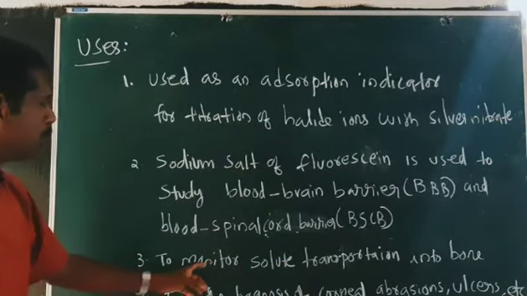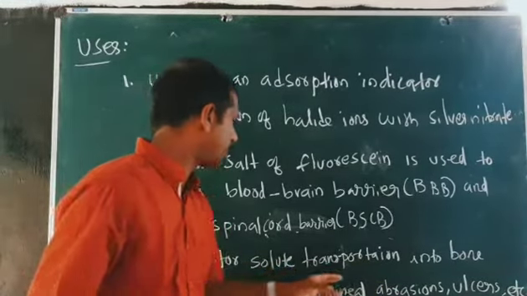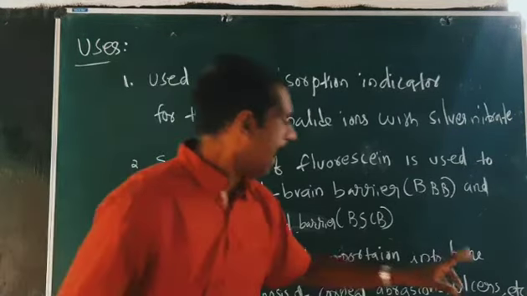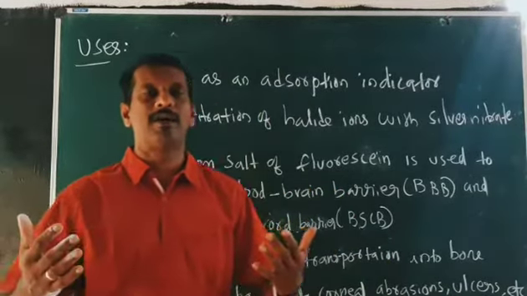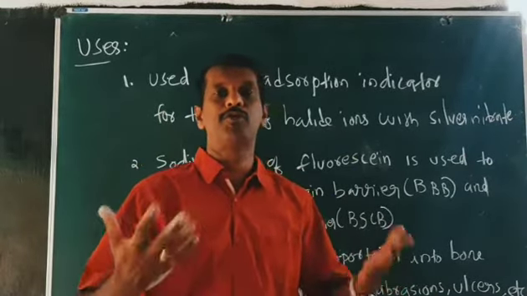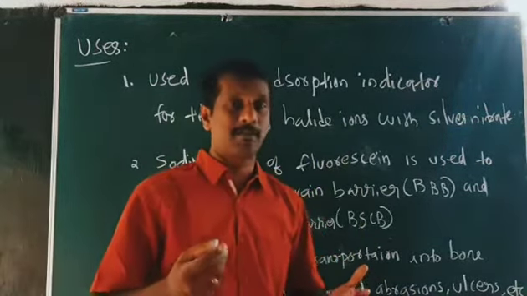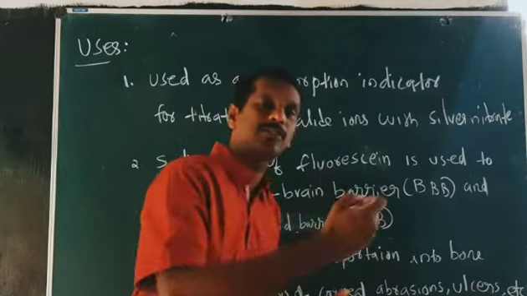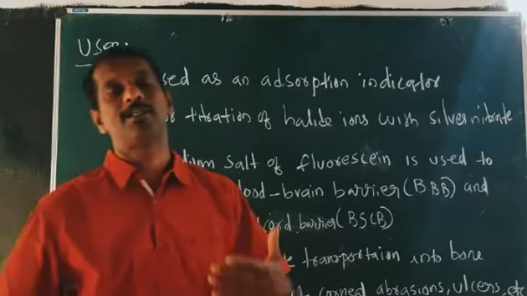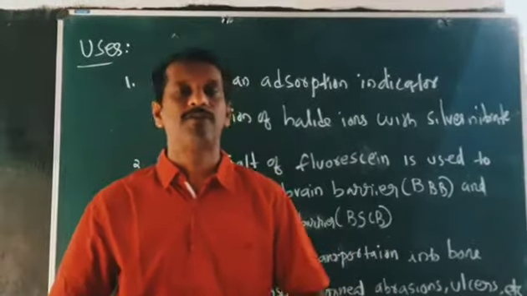Third one, to monitor solute transportation into bone. The solute transportation into our bone, that also we can monitor using fluorescein. Next is for the diagnosis of corneal abrasions, ulcers, etc. The presence of an ulcer or corneal abrasion can be detected by using this fluorescein. That means sodium salt of fluorescein, that is greenish fluorescence. By injecting that one, we can identify the presence of those diseases. Last one is dye for wool and silk. It is also used for dyeing wool, silk, etc. Okay, these are the uses of fluorescein.